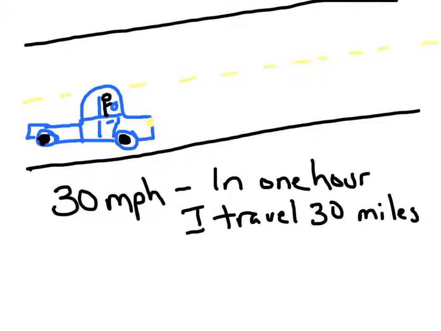This is also considered a unit rate because in 1 hour, I would travel 30 miles. So constant rate means how fast I travel without speeding up or slowing down, and how fast I do it in a unit, and my unit is an hour, would be 30 miles.